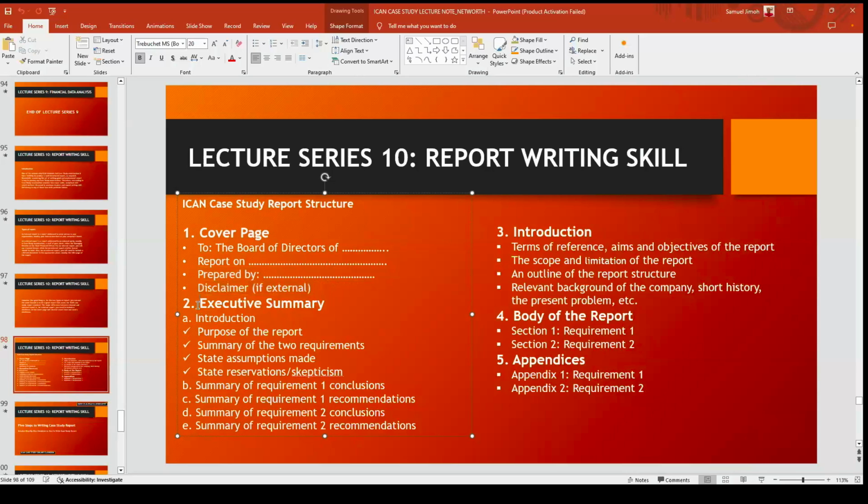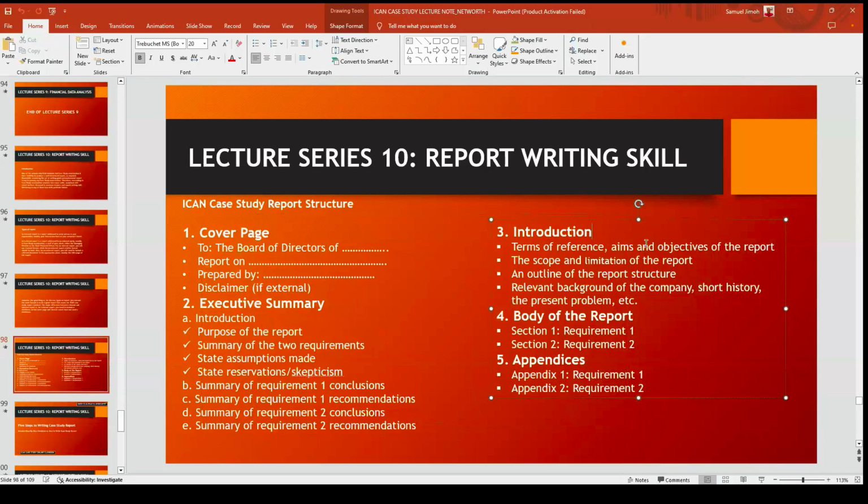Then the next page will be the executive summary. Remember, we discussed the executive summary and we said that there are basically 5 things to be done. The first one is the introduction, where you include the purpose of the report, summary of the two requirements, and you state assumptions and your reservations. Then summary of requirement one conclusions, summary of requirement one recommendations, summary of requirement two conclusions, and summary of requirement two recommendations.